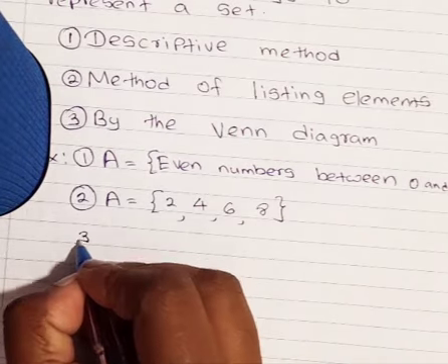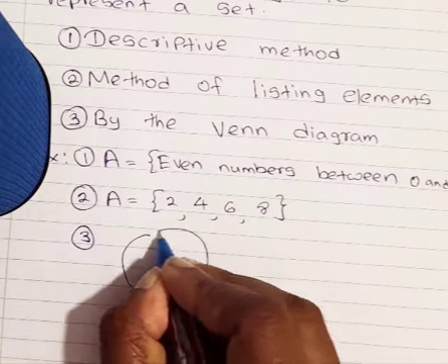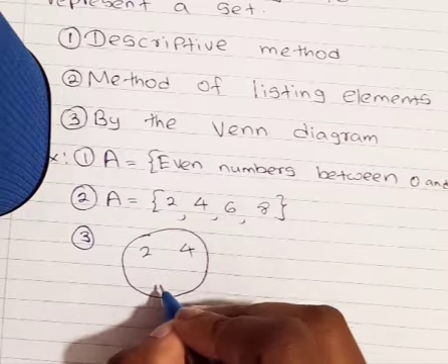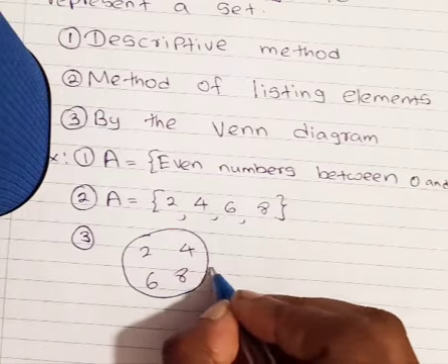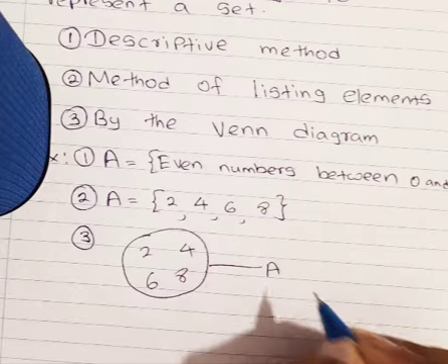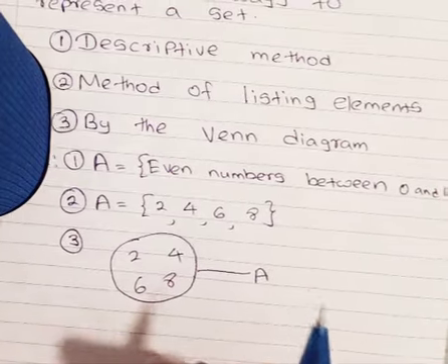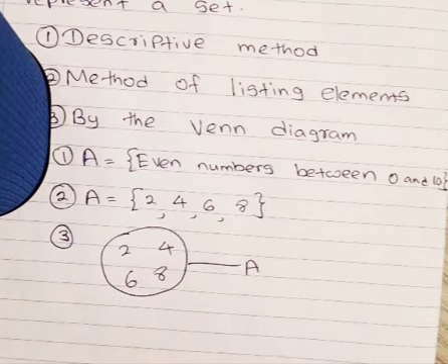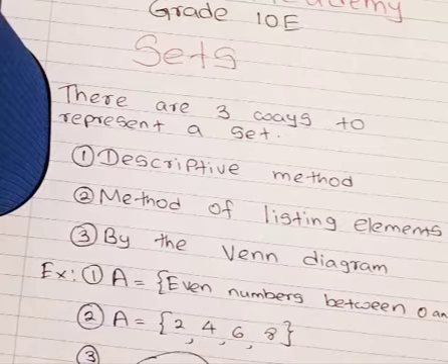And the third way is by using the Venn diagram. That means inside the circle you have to write the terms randomly, 2, 4, 6, 8, without the commas, and also you have to name it capital A. Keep in mind that when you are naming a set, you have to use only capital letters.